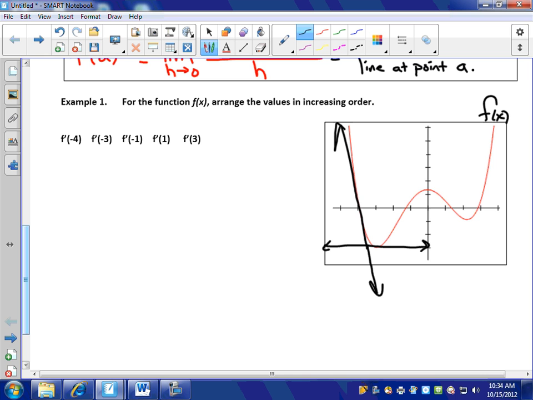F prime of negative 1. What do you think about that spot? Tell me something about the slope. Give me an estimate or anything. Okay, it's positive. 1, maybe 2. Okay. How about f prime of 1? Looks like the exact opposite, so maybe a negative 1. And then f prime of 3.